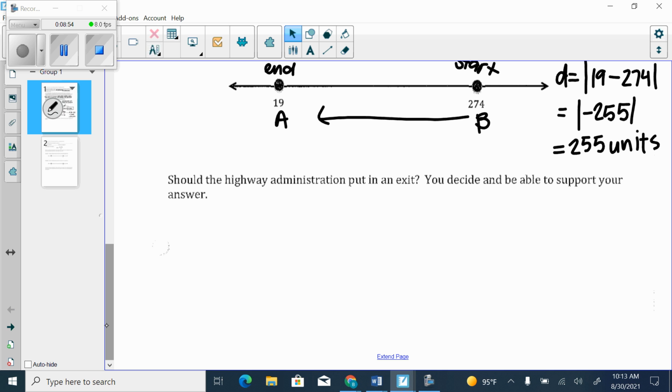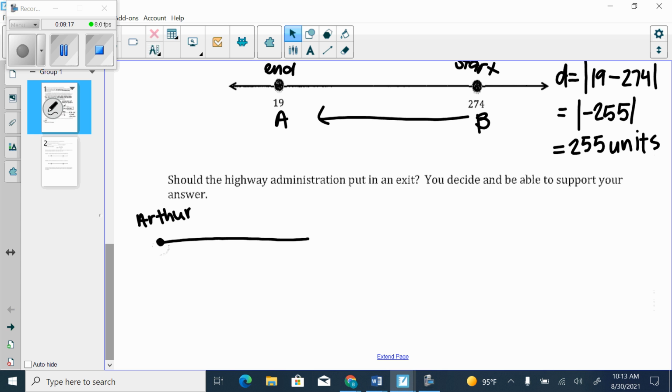Okay? So, keeping that in mind, they say, should that highway that they talked about up there at the top, should the highway administration put an exit in? Okay? We have to prove that answer. So let's say they said we needed to draw some picture to show it, right? So here's my highway or my number line. Okay, and this one down here is going to be our first exit, which was Arthur, right?